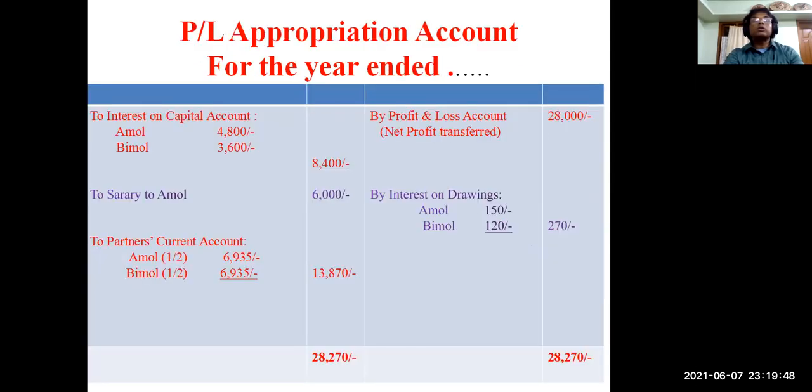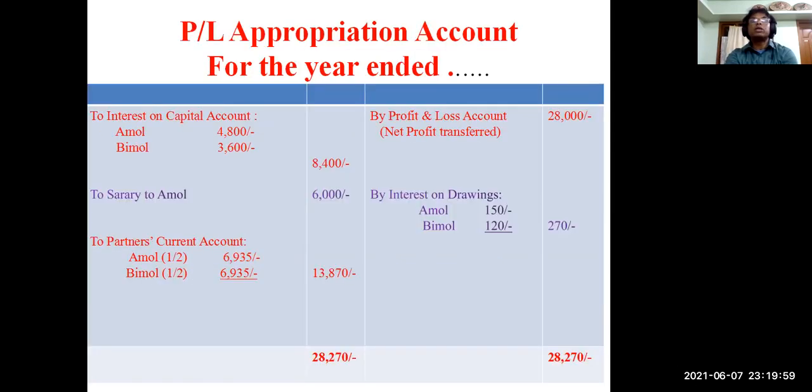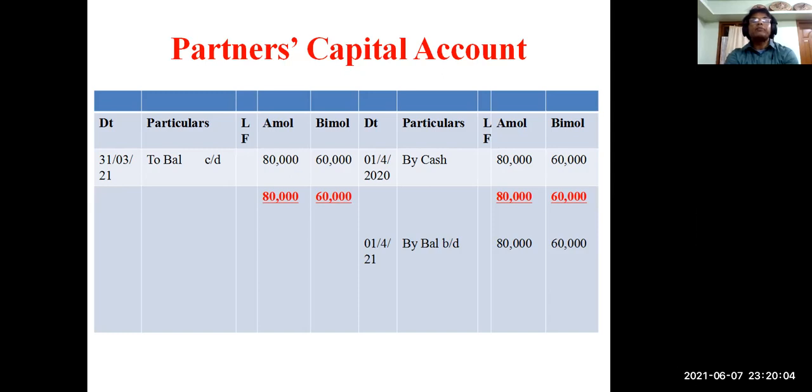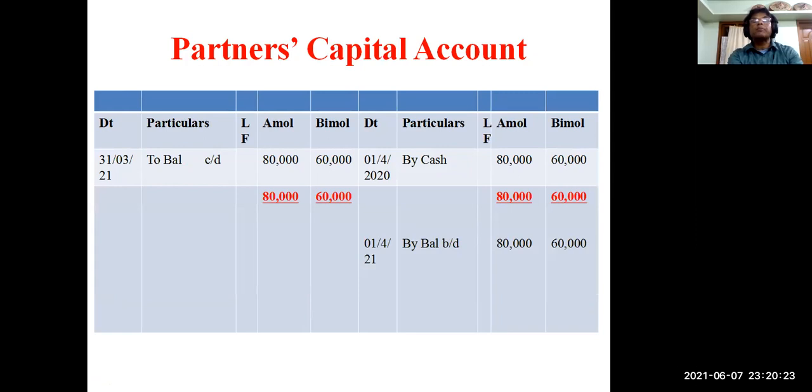Now, any doubt, if you find, please contact me in the chat box, or contact me personally. The journal entries are over. Then this is the P&L Appropriation Account I've shown you. Then this is the partners' capital account and partners' current account. So remember, you made the current account only because capitals are fixed. If capitals are fluctuating, we shall not make this current account. And all these, interest, drawings, interest on drawings, salary, would have come in the capital account only, if capitals are fluctuating.